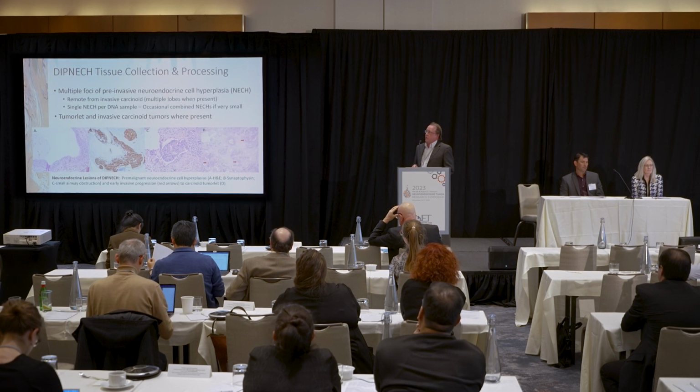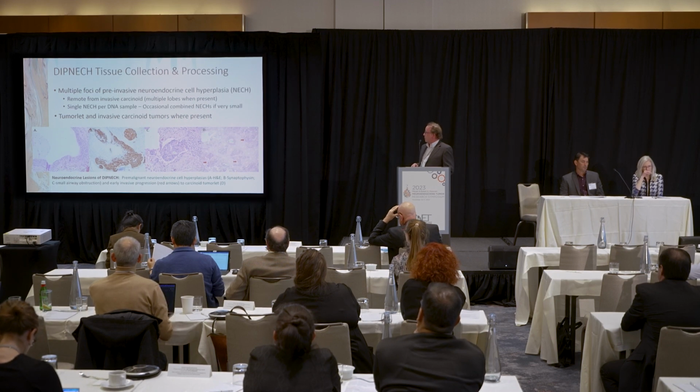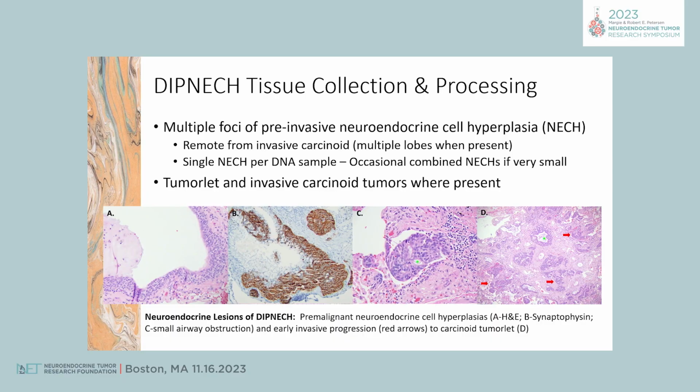So for the DIPNECH lesions, for the neuroendocrine cell hyperplasias, we've been collecting those from locations that are remote from the actual invasive tumor when that's present in these patients. In general, we're trying to use just a single neck lesion for each of our DNA samples, but occasionally, if they're very small, we combine them. And these are the histologic characteristics here.